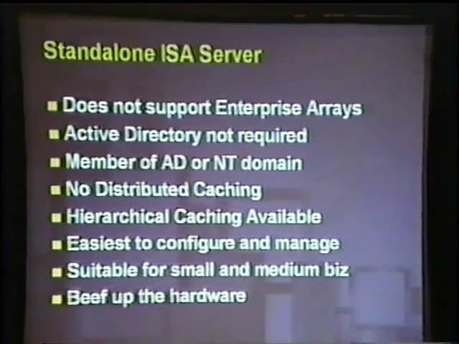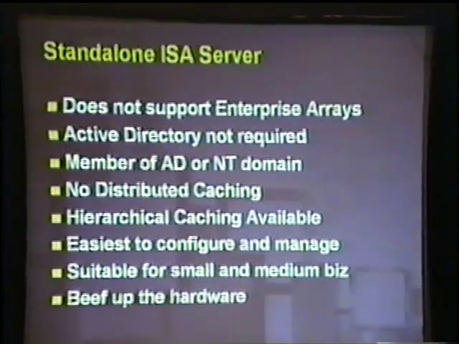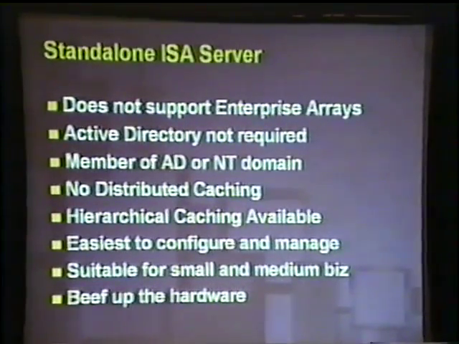So you can take advantage of your NT domain environment by joining standalone ISA servers to the domain. Okay. The ISA computer must be a member of the NT domain, and there's no problem with that. But it still has to be installed on a Windows 2000 server. The Windows 2000 server has to be a member server in the NT domain. Okay. Like I said earlier, there's no distributed caching available. You can't join them into a caching array. However, hierarchical caching is available.